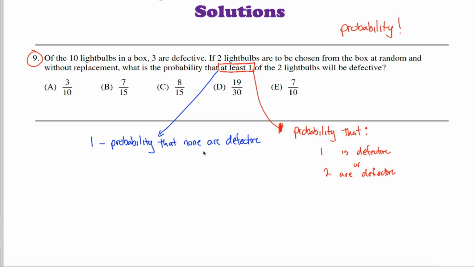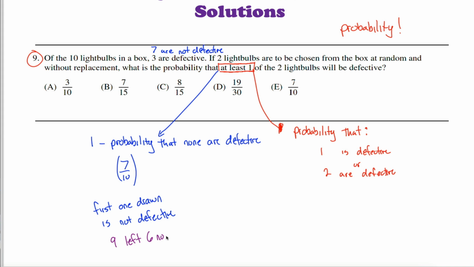In order for none to be defective, the first one that I draw has to not be defective. Remember, we start out with 10 in the box and 3 are defective, therefore 7 are not defective. So since I'm drawing these at random, there's a 7 in 10 chance that the first one that I draw is not defective. Now that I've taken out one of these light bulbs that's not defective, I have 9 left. All 3 of the defective ones are still left, so there's 6 that are not defective. So when I draw my second light bulb, the probability that it will be not defective is 6 out of 9. The probability of both of these things happening is the product of these 2 probabilities.